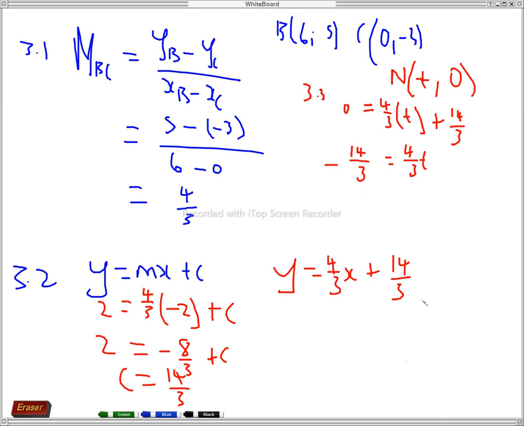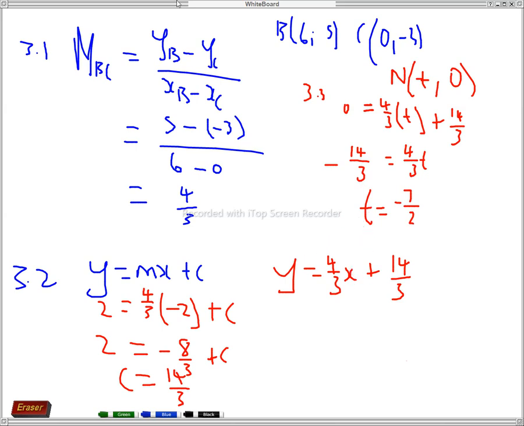So let me just do it on your calculator. It's going to be the negative of 14/3 divided by 4/3. Let's see what's the answer here. We must get a negative answer. So the value of t is -7/2. So that is the value of t.